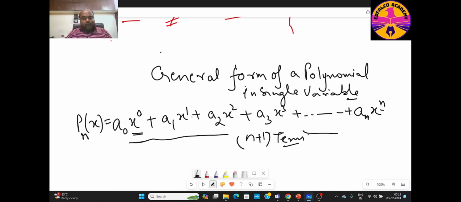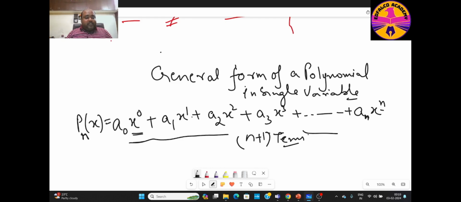So a naught, a1, a2, a3, an are basically representing the coefficients of each of those x to the power something, which is between 0 to n, of course. And since it is going up to n, therefore it's a polynomial of degree n. The maximum power is going up to n, therefore the degree is basically n. So this is the general form of the expression.